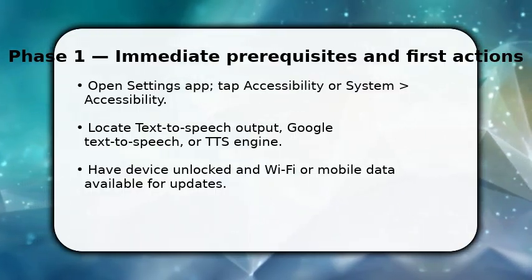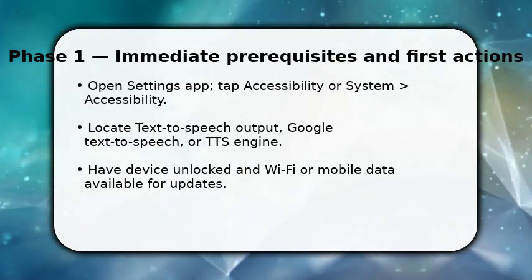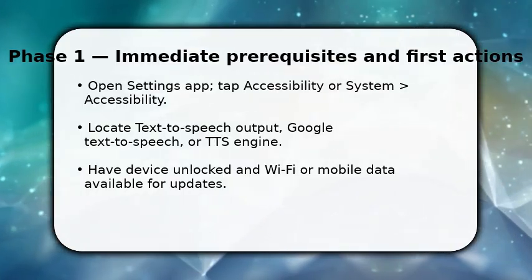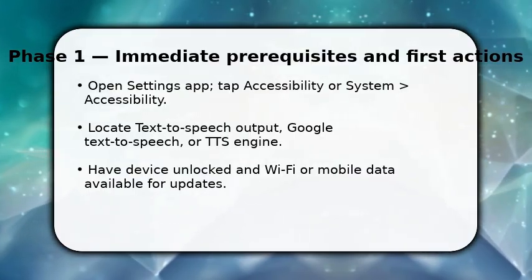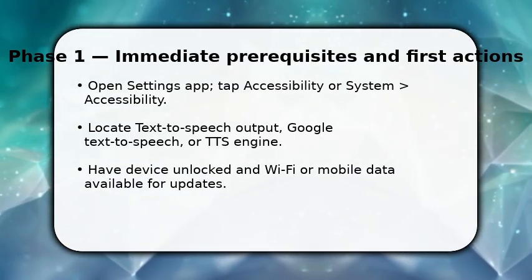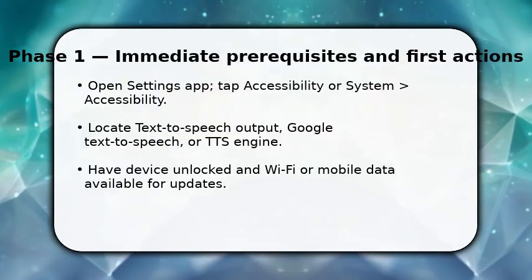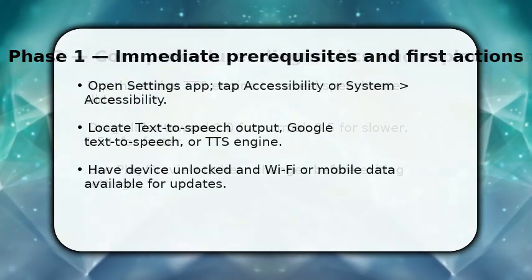Otherwise, search for Text-to-Speech. Make sure the preferred engine is selected first, because some phones hide the speech rate inside engine settings. Now that you've opened the right panel, you're ready to change the rate. You'll see a speech rate slider. Drag it slowly to set your preferred pace.